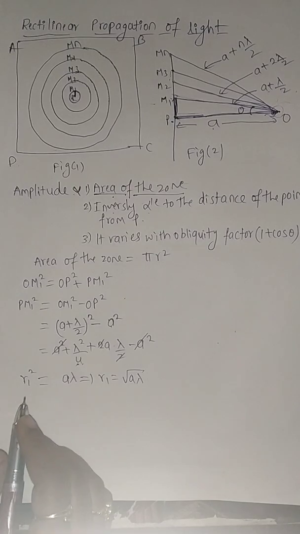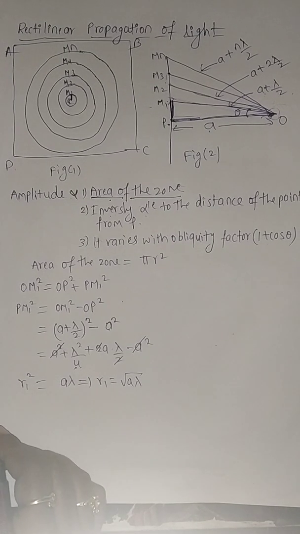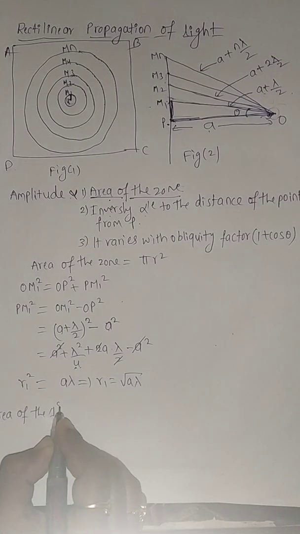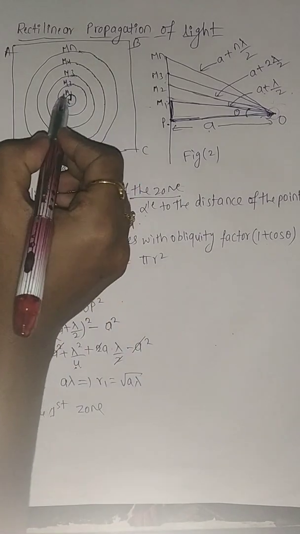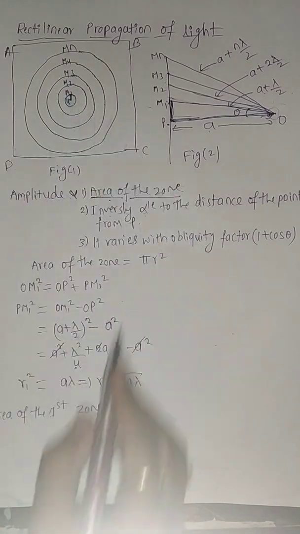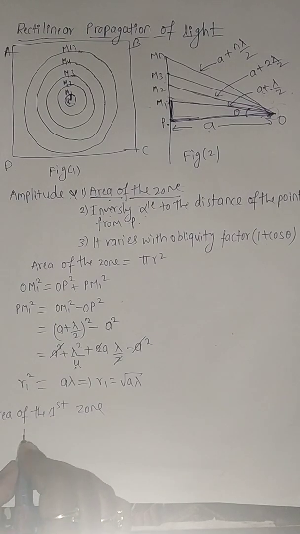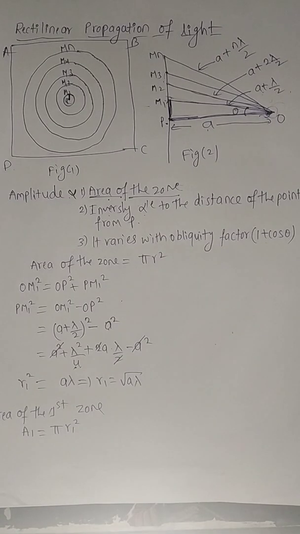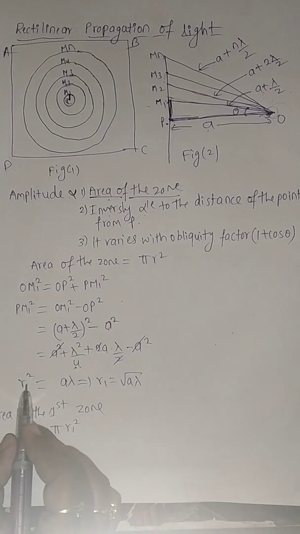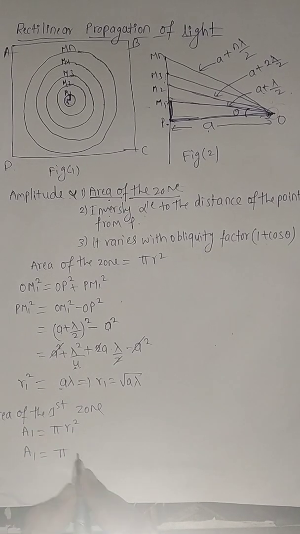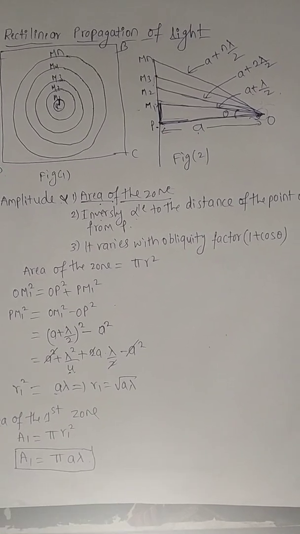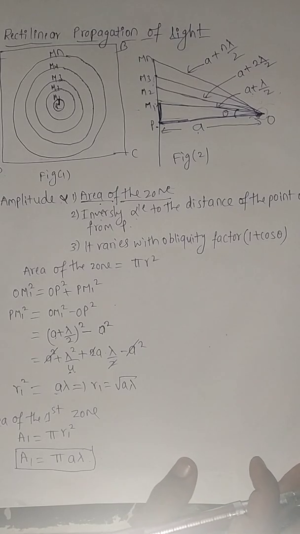Okay, so what is the area of the zone? Apply the formula. The area of the first zone, that means M1, this area we are finding. Let it be a1. So a1 is equal to pi r1 square. Substitute the value: what is the r1 square value? a lambda. So if you substitute, you will get pi a lambda. This is the area of the first zone. Okay, simple calculation.